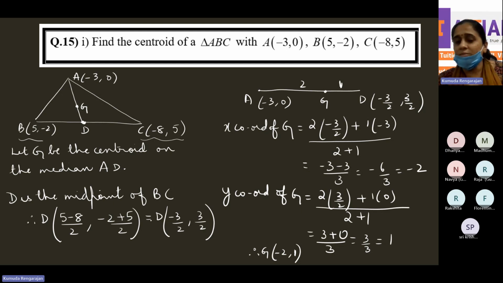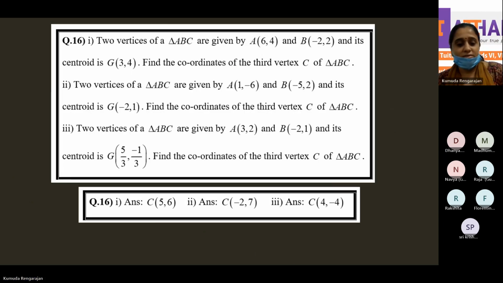Now we can find this using a formula which goes like this.